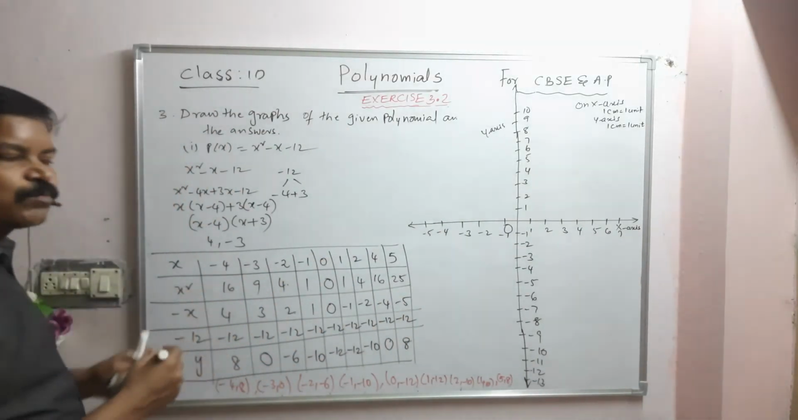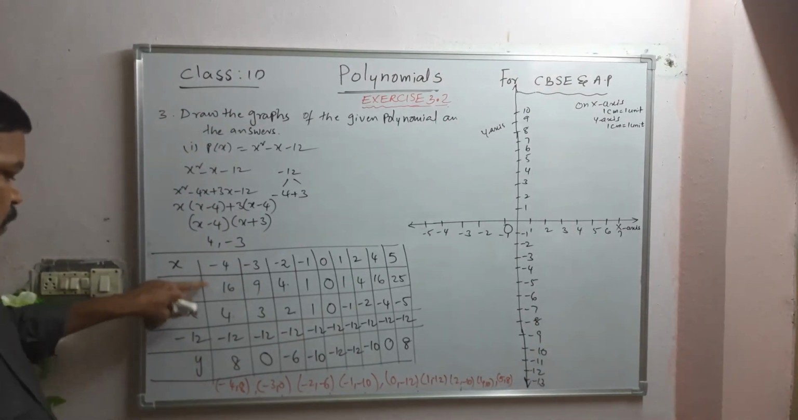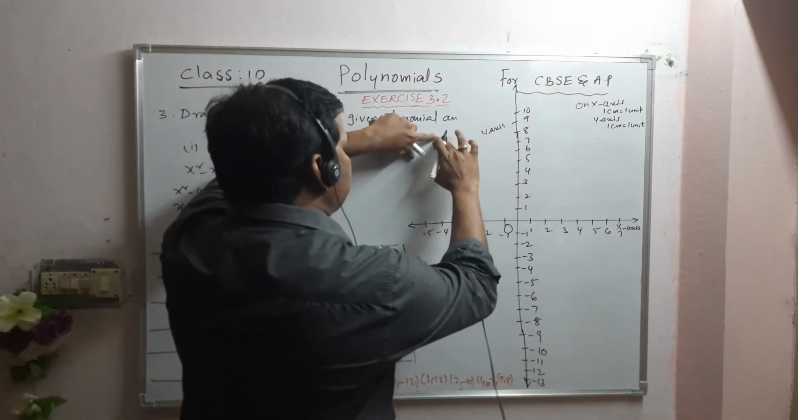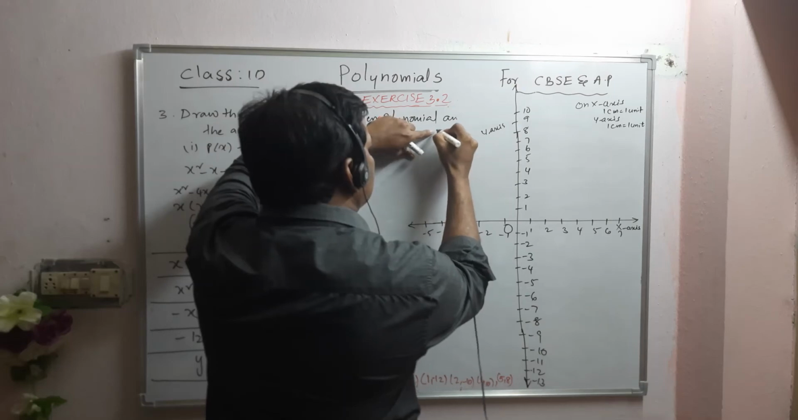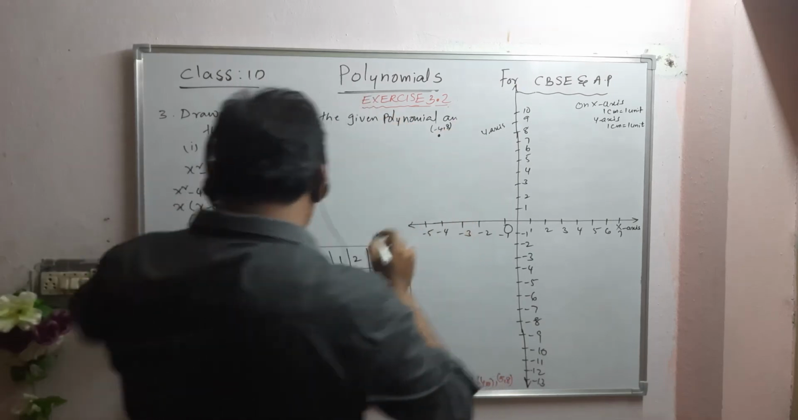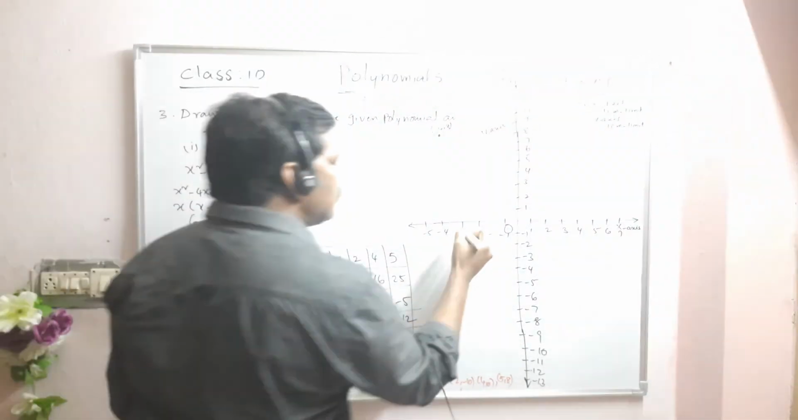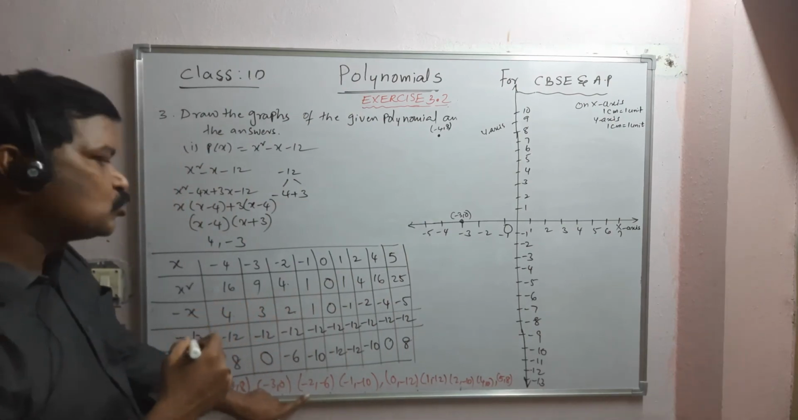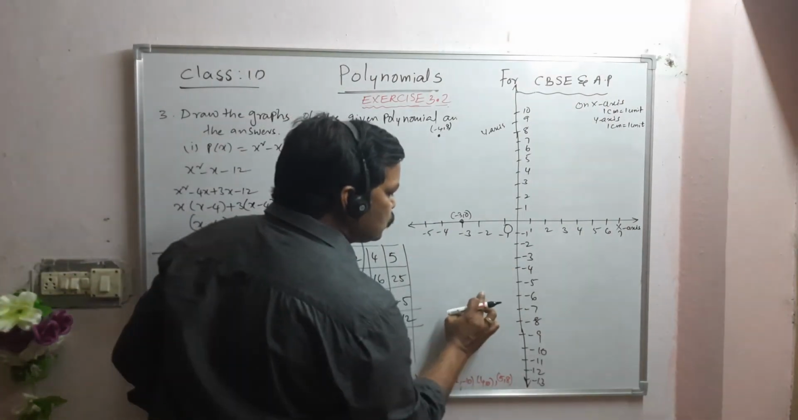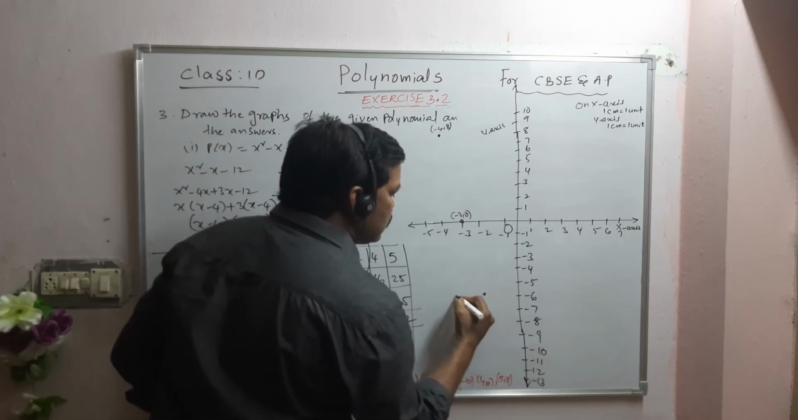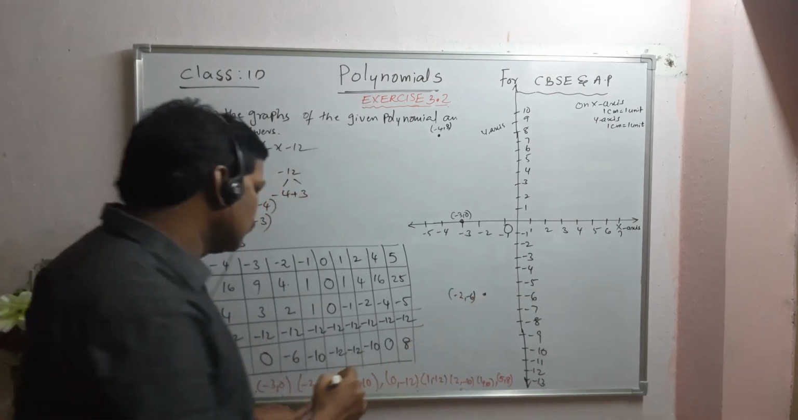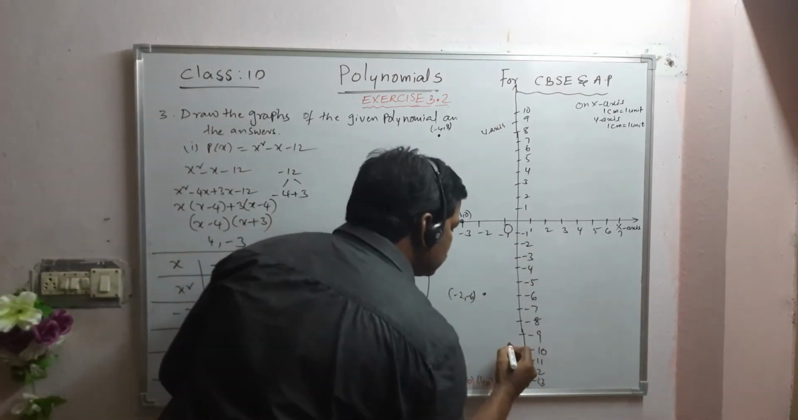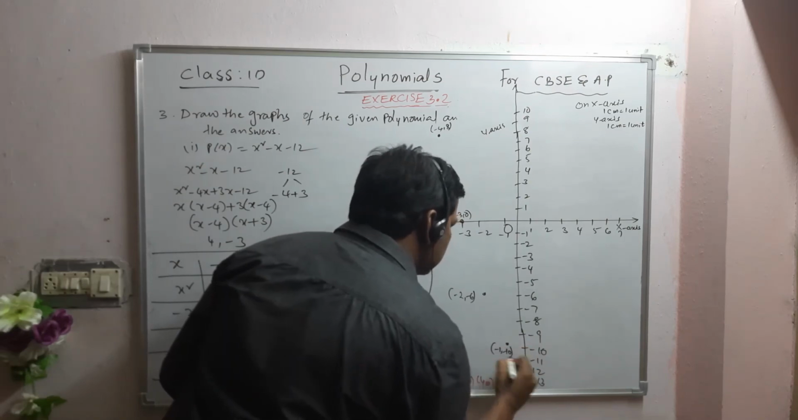Right, now let us plot these points on the graph sheet. What is first one? Minus 4 comma 8. This is minus 4. Look, this is 8. This is the point. The next one is minus 3 comma 0. That means point on x-axis. Next one is minus 2 minus 6. So this is minus 2 and this is minus 6. Minus 1 comma minus 10. This is minus 1, here is minus 10.